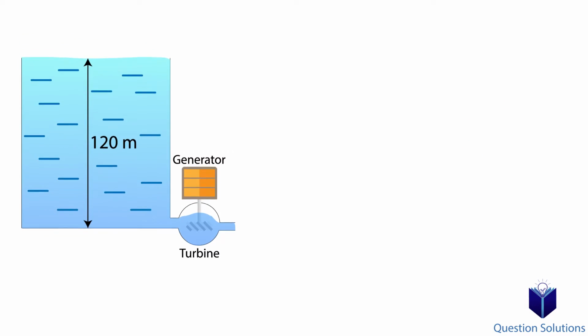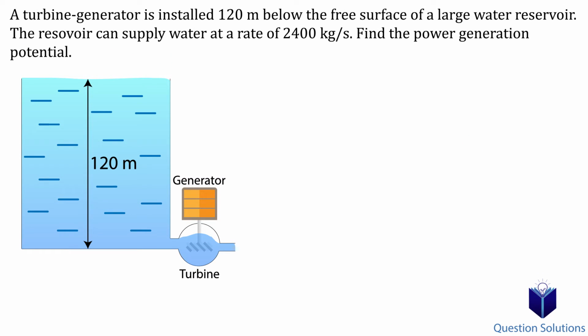In this problem, we have a turbine 120 meters below the free surface of a water reservoir. The reservoir can supply water at a rate of 2,400 kilograms per second. We need to find the power generation potential. First, we write down what we know. The height is 120 meters, and we have our water rate as mass flow, so that's 2,400 kilograms per second. Lastly, the acceleration due to gravity is 9.81 meters per second squared.